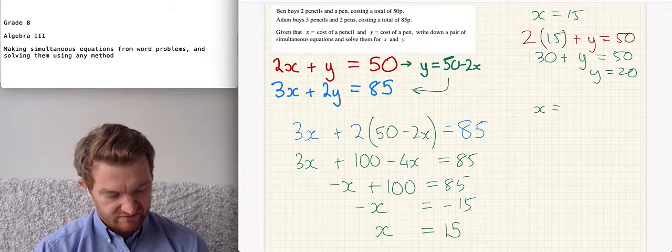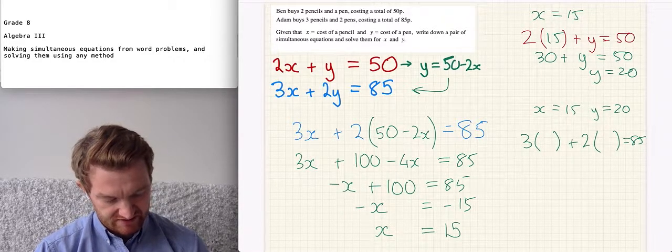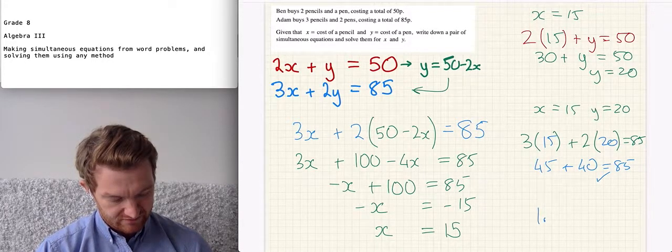And then we put both of those into the blue equation. 3 lots of 15 plus 2 lots of 20 is 85. Let's just check that works. We've got 15, we've got 20. That gives us 45 plus 40 is 85. That works.